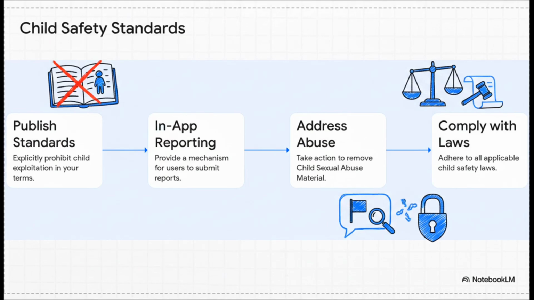And for any app out there that has social or dating features, Google mandates these 4 safety standards. They are not suggestions. You must have public rules against child exploitation. You need an in-app way for users to report problems. You need a process to actually deal with that material. And of course, you have to follow all the relevant laws. That's the bare minimum to even get in the door.